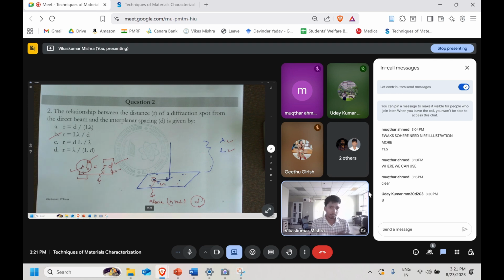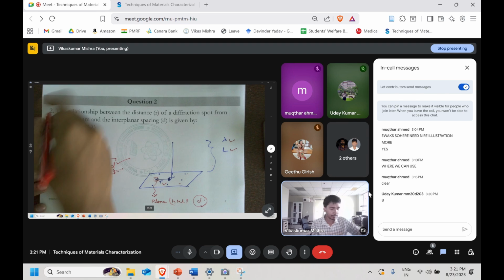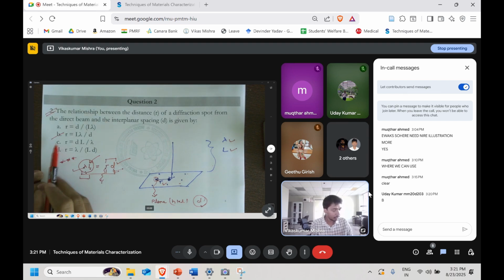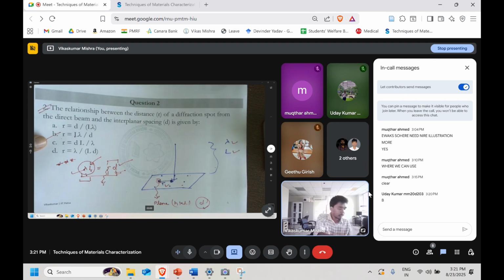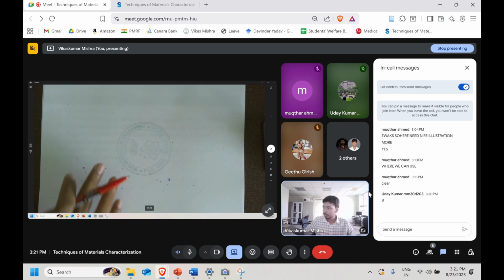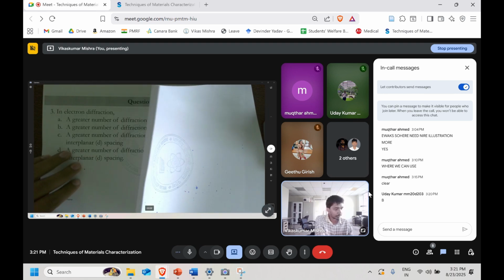So for a person who is studying TEM, one must be aware of this particular equation. Very good. Uday has already told the answer is L lambda by D. If any doubt in this question, let me know. If not, let's move to the next question, question number 3.